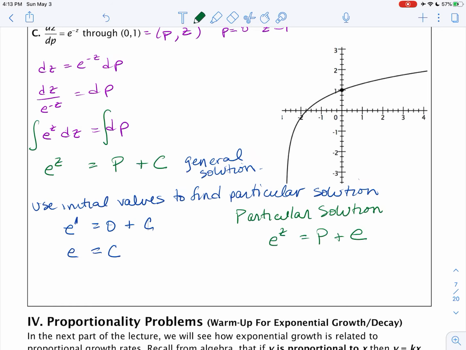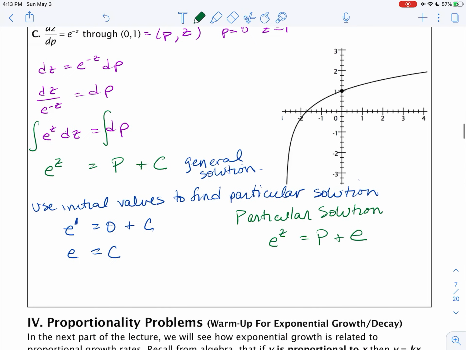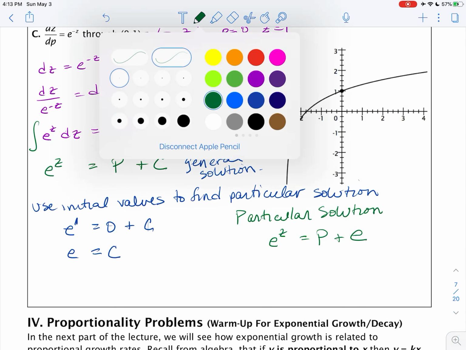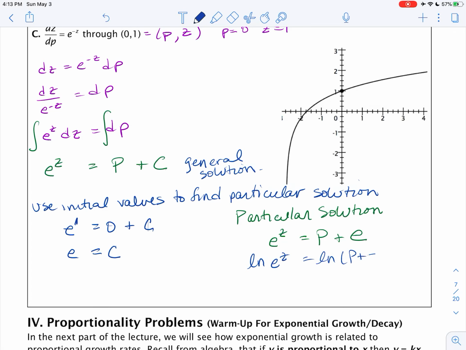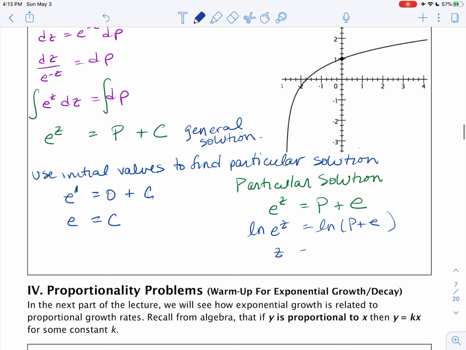Good. And if I want to solve explicitly, I'm going to be solving for z. So in order to solve for z, I can take the ln of both sides. And that would translate to z equal to ln of p plus e. And this is my particular solution that passes through that point.